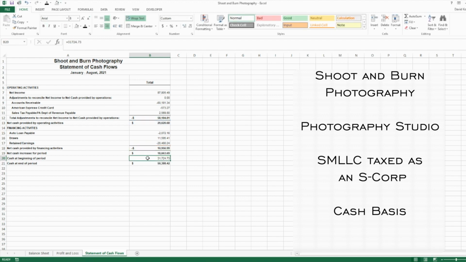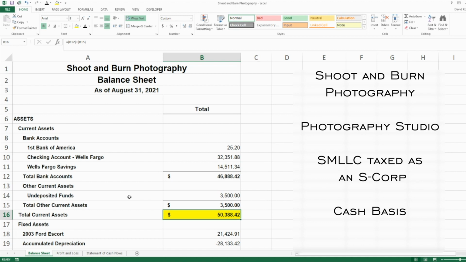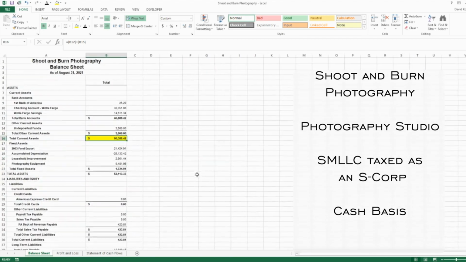And at the beginning of the year, we started with $31,000 of cash. So add that 18 and we get to our $50,388 of cash. That's pretty much it. It's not terribly complicated. It just takes some getting used to.